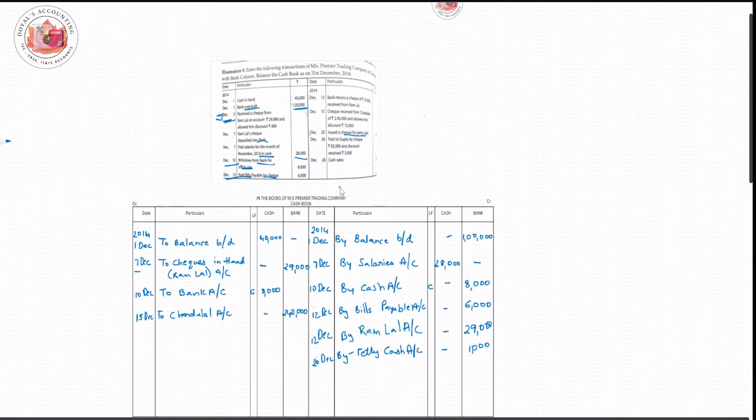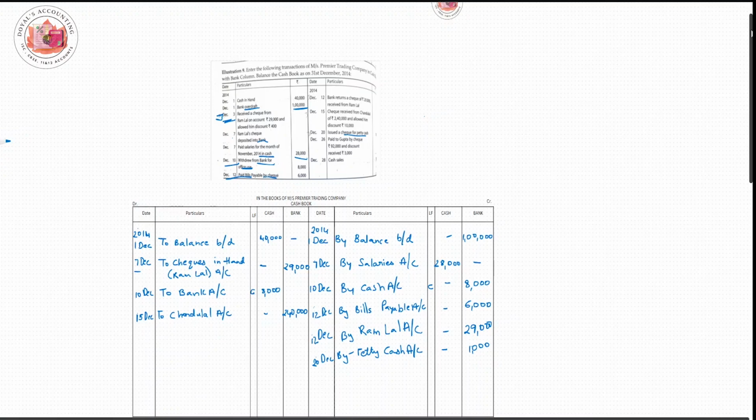Let's see the next transaction. We have paid to Gupta by check rupees 92,000 and we have received a discount of 3,000. Okay, so we have paid by check and we have received a discount. So the journal entry would be Gupta account debit to bank account, to discount received account.